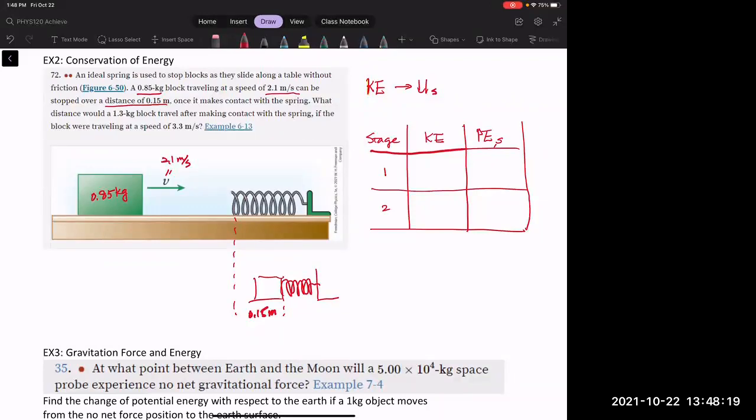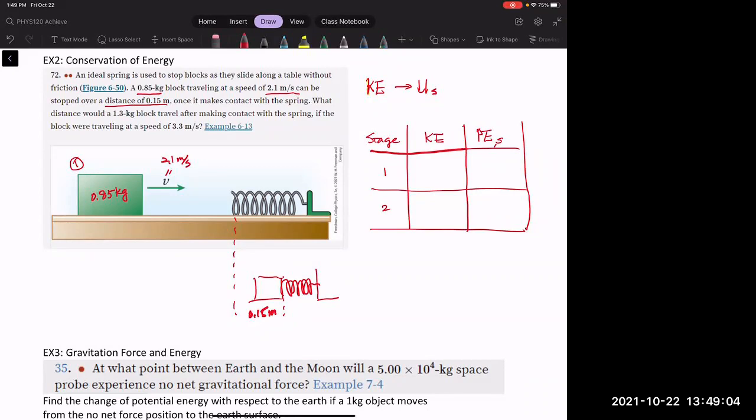So how do you define stage one? Stage one is actually this stage. The stage one meaning the block is moving toward the spring and it's getting closer and closer until it stops. So from the beginning of the moving to the stop after it hits the spring. The second stage is that once you hit it and after you move 0.15 meter, what happened to the object? The object will stop again. Okay, so that is the two stages that you can define in this way.